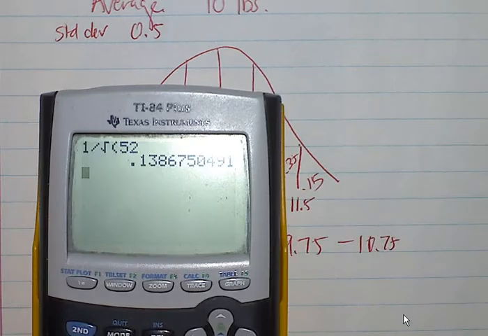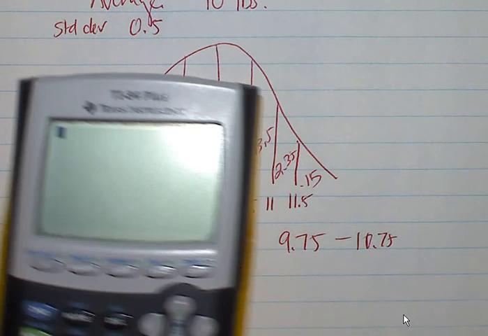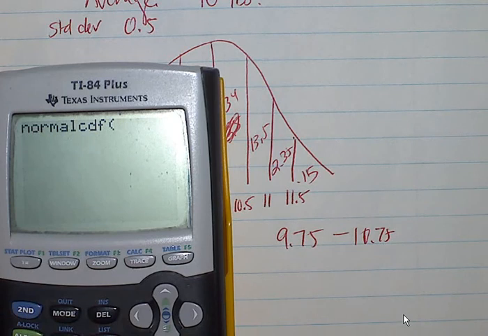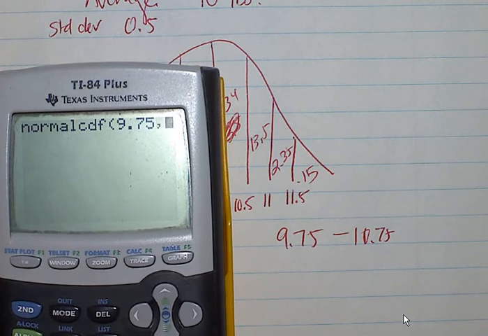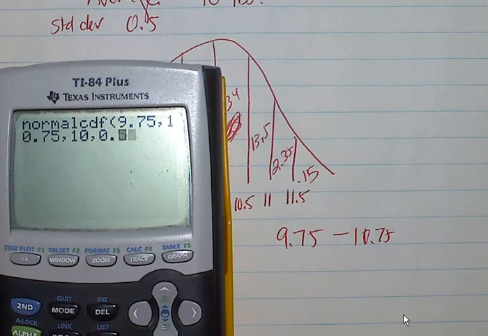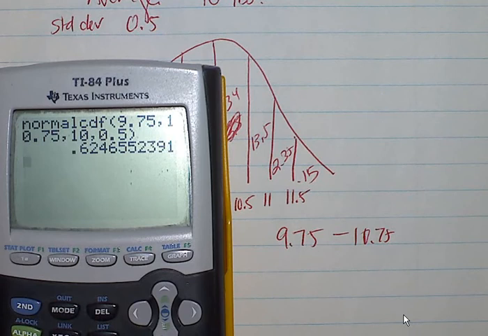So if you've forgotten how to do this, because I cannot help you on the test day, you do second VARS, go to normal CDF, and then it's 4 numbers in a row. It's your smallest number, in this case 9.75, comma, large number, 10.75, comma, the average, comma, and the standard deviation, end parenthesis. And we generally round this to the nearest tenth of a percent, which would be 62.5%.